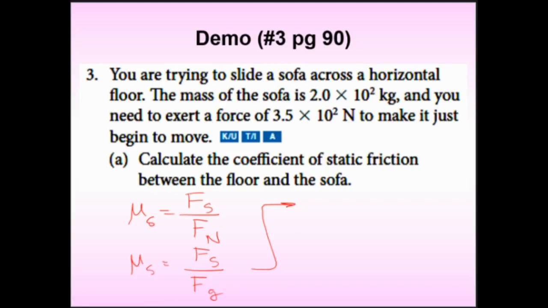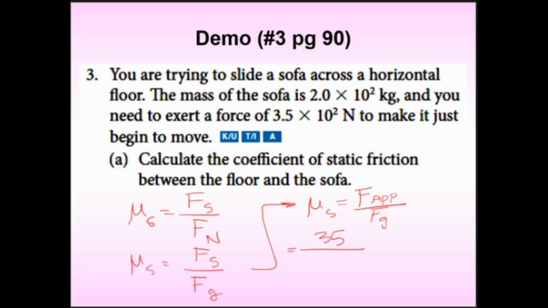Remember, Fs is only equal to applied force once the thing starts to move, because that means the minimum applied force just met the what? The maximum Fs. So you can say Mus equals F applied over Fg. And now we can plug in all the numbers we have. What's the applied force? How much force did you need to just start things moving? 350, because 3.5 times 10 to the 2.